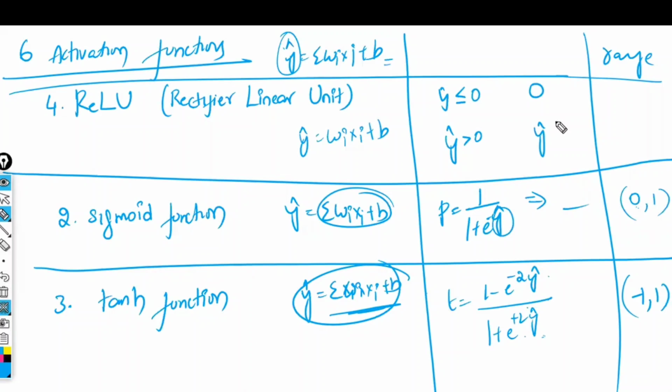Negative values will be converted to 0. That is the rectification it is going to do. All the negative values will be converted to 0. Positive values, no change. So now the range is 0 to positive values as they are, infinite. Positive value, there is no limit. Whatever the value you have got here, for example 40,000, 40,000 only you will send as the output. 50,000 you have got from sigma wi xi plus b, it will send as it is. You have got minus 50,000, it will send output as 0.